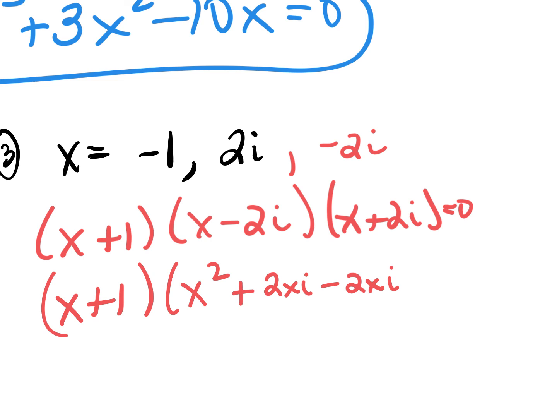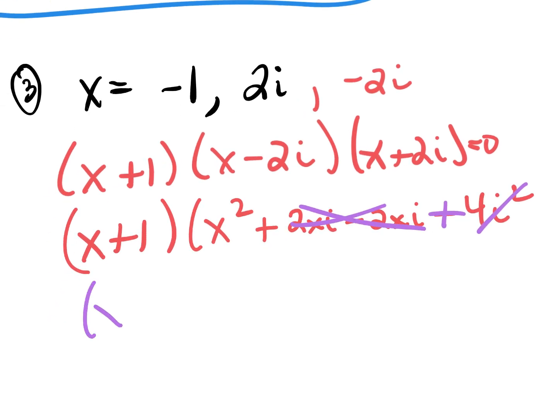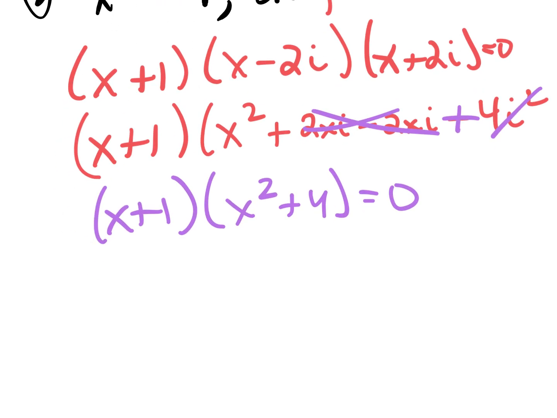And negative 2i, positive 2i is minus 4i squared. As soon as you see that i squared, you cross that off, change the sign, and then this cancels out in the middle. So I'm left with x plus 1 times x squared plus 4. And then FOIL those together.